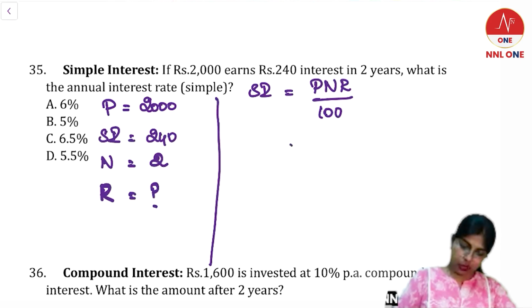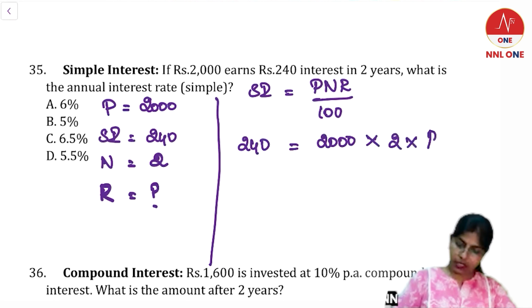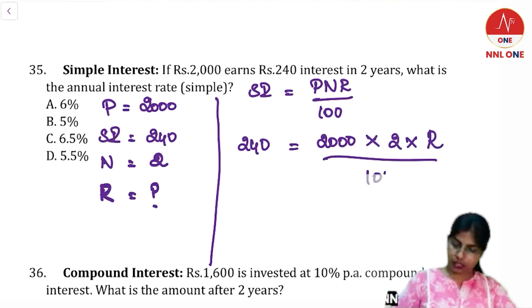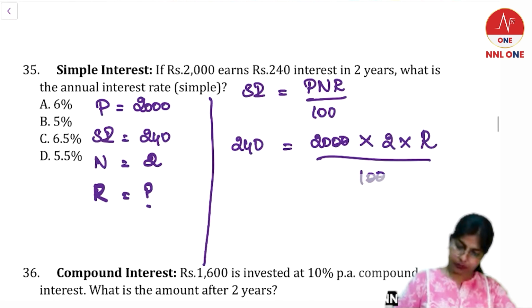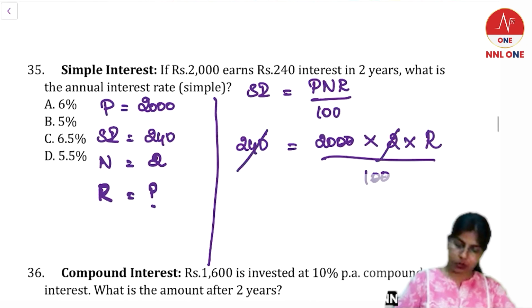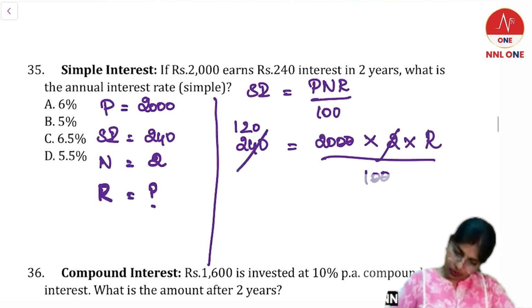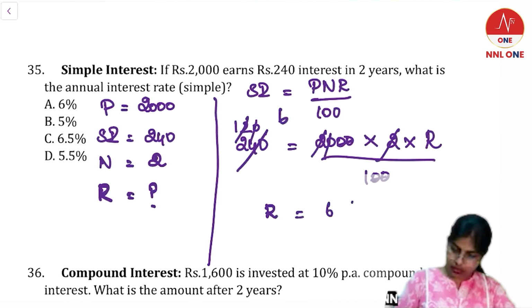Okay, so now we are going to substitute the values. What is the simple interest value? It is 240 is equal to 2000 into what is the number of years? It is 2. Our target is to find the rate of interest by 100. Okay, we are again cancelling it. 2 table, 2 into 1, 2 into 2. I can cancel it here, 2 into 6. So the rate of interest is 6%.